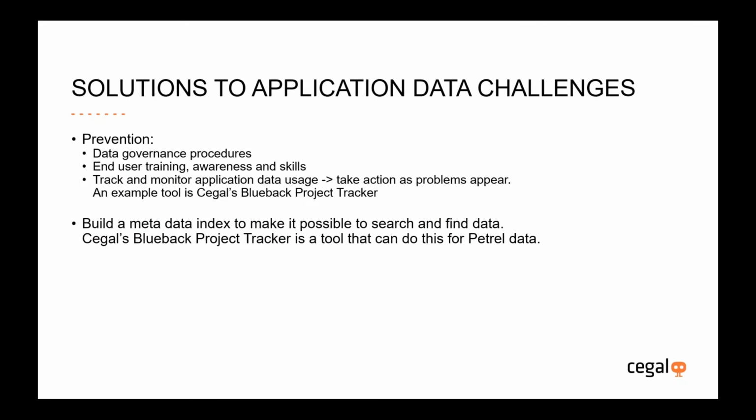So all hope is not lost. There is a way to mitigate this, and prevention is usually the best way to go, rather than taking action as you see problems appear. By implementing good data governance procedures, you can avoid problems arising. And by making sure that the end users are well trained and aware of what issues you may face with data consolidation if you don't manage your projects and data properly.